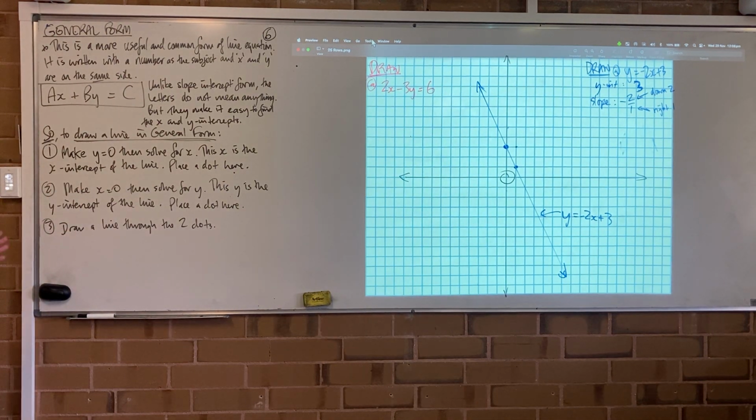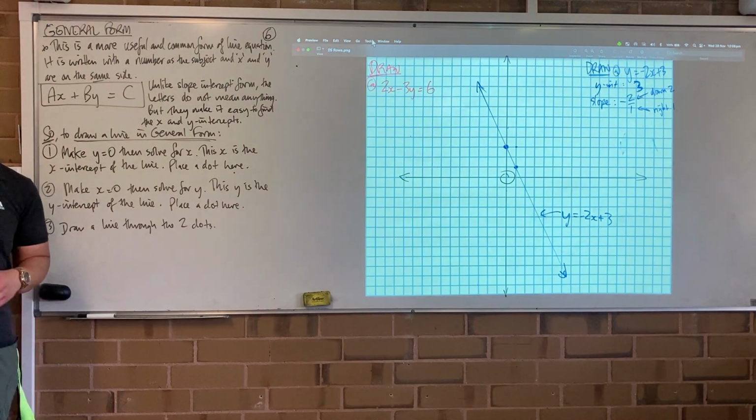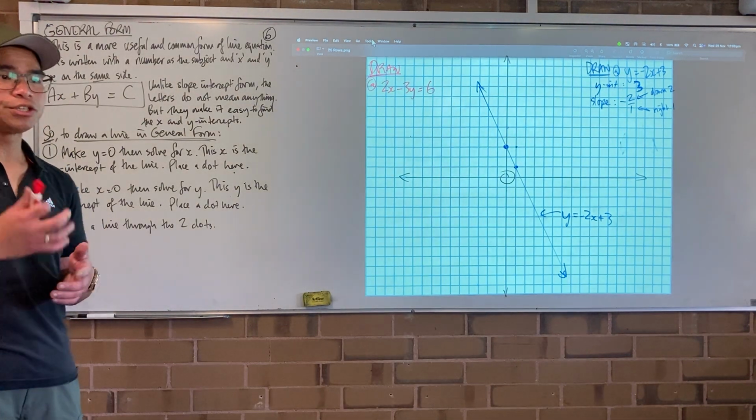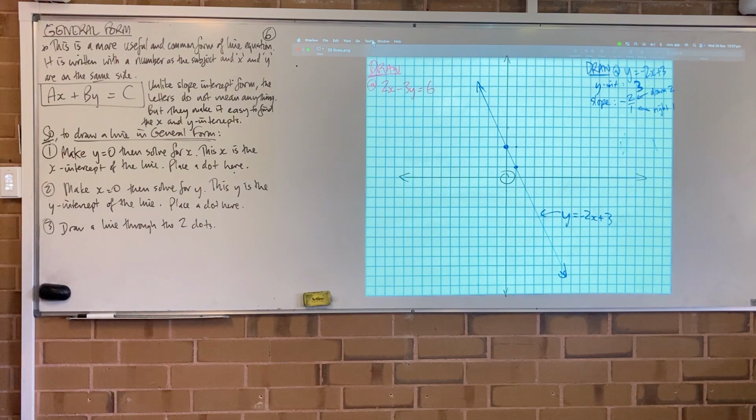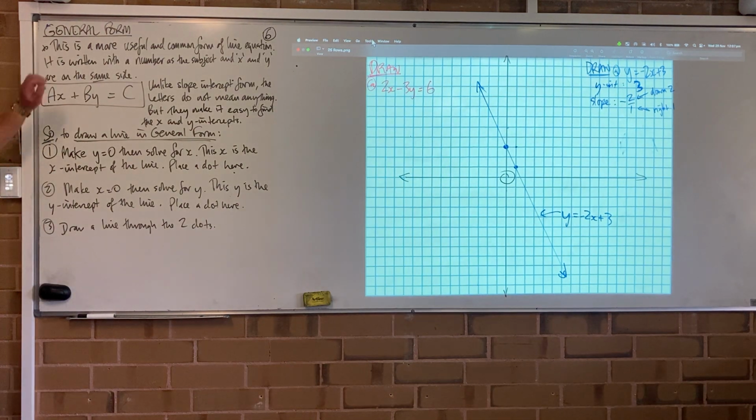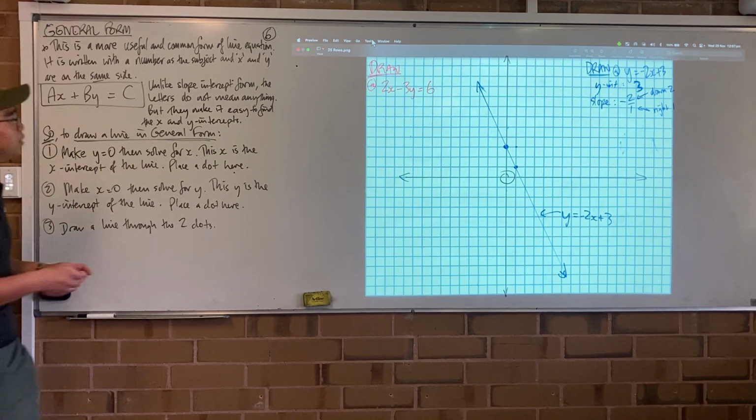So this is less familiar. You're only taught about general form of line equations in year 10, and then it's going to be variable depending on who you had for year 10. This is a more useful and common form of line equation. The methods kids, this is pretty much the only one they'll see. It's written with a number as the subject, and then x and y are on the same side. So it looks like this: ax plus by is equal to c.